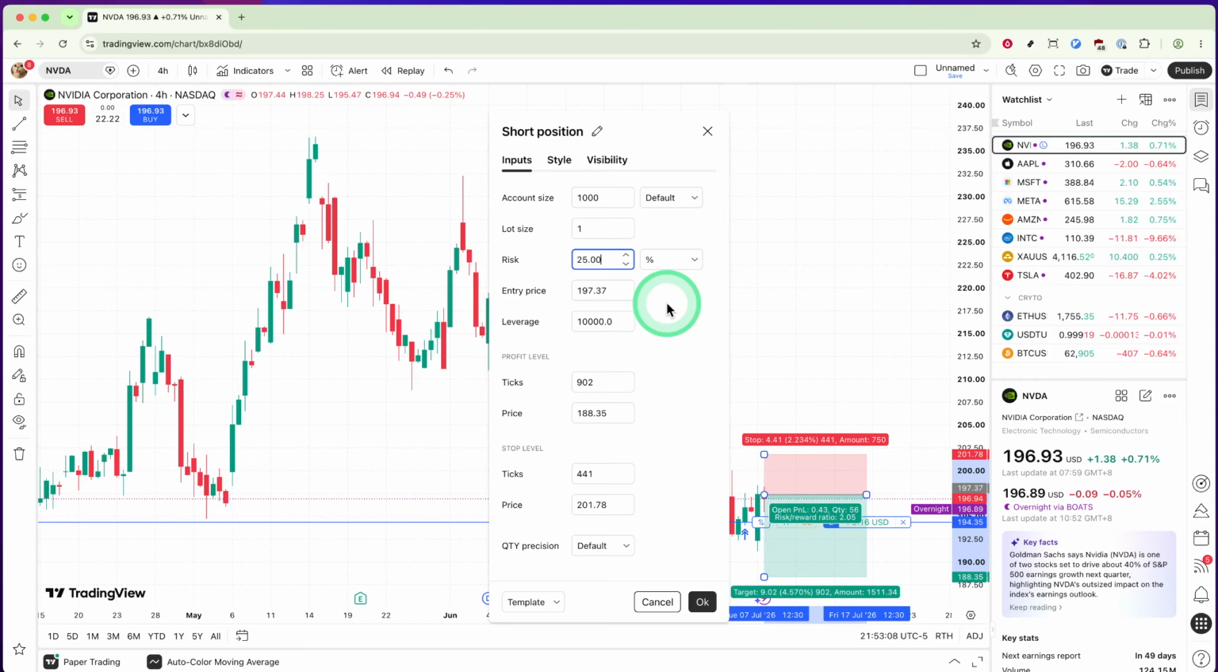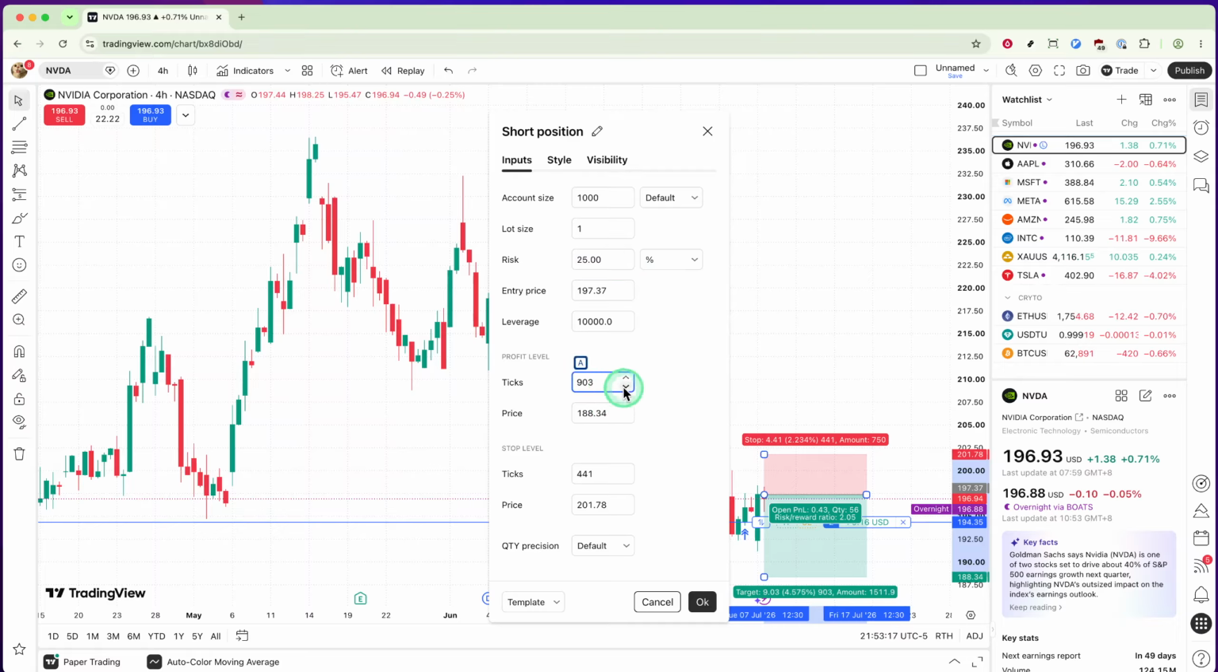Once you've entered this information, take a moment to review the displayed metrics on the tool. You'll see the calculated position size, the risk to reward ratio, and your potential profit or loss. These automated calculations save you time and ensure that your trade sizing aligns with your overall strategy.